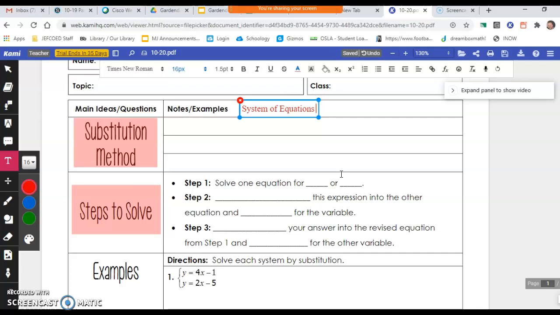Yesterday, we determined if there was one solution, no solution, or infinite solutions. You determined that by graphing, whether the lines were parallel, intersecting, or the same line. Well, today we're going to do it by the substitution method. What's another synonym for substitute? Single word.